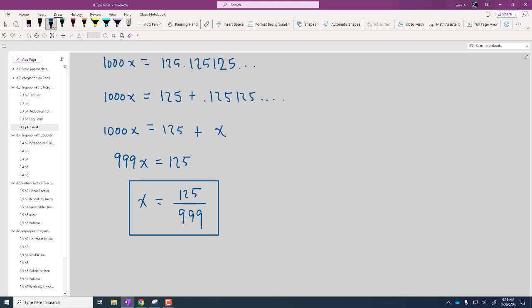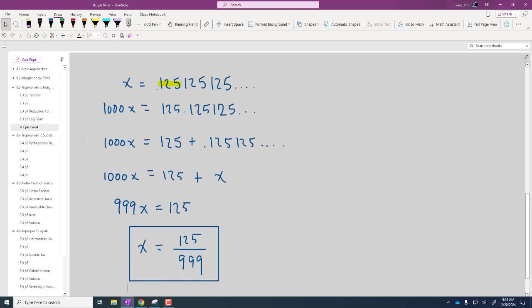So you pick off the repeating part, multiply by whatever you can do to break it apart, and then back substitute in the x for the repeating part. And that gives it this. So that's how we do that.